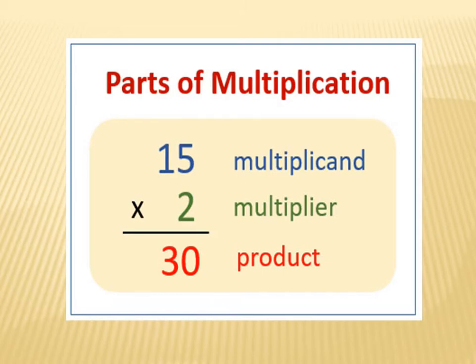Here we have a multiplicand, a number multiplied to another number, and on the other hand we have the multiplier, a number with which to multiply, and lastly the answer of it is known as the product. 15 multiplied by 2: 5 2s are 10, 1 carry and 0 will be written here at the 1's place, and 2 multiplied by 1 is 2. In addition to that, we will be taking the carry which was 1 here, and altogether it is 30. The product is 30.